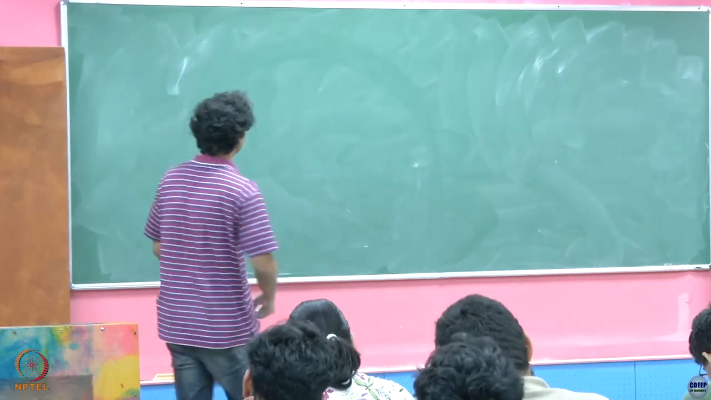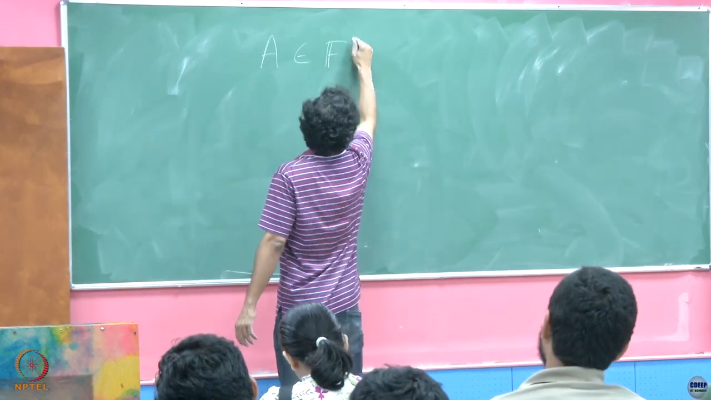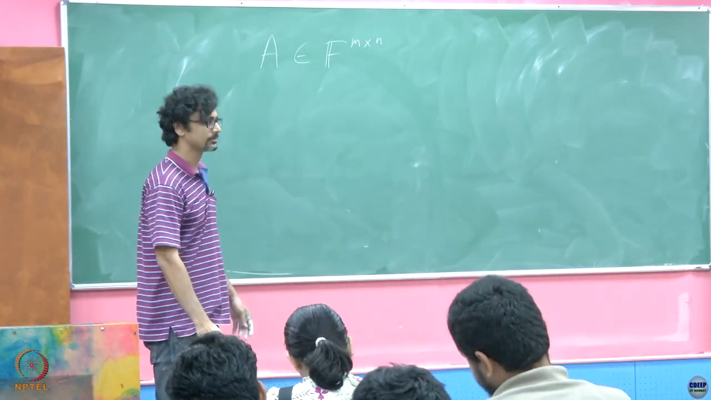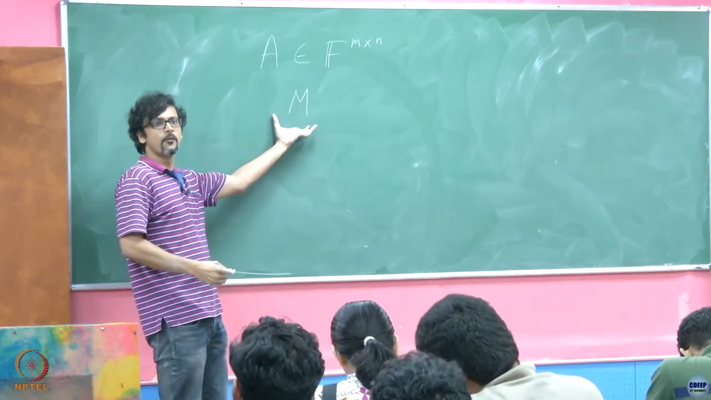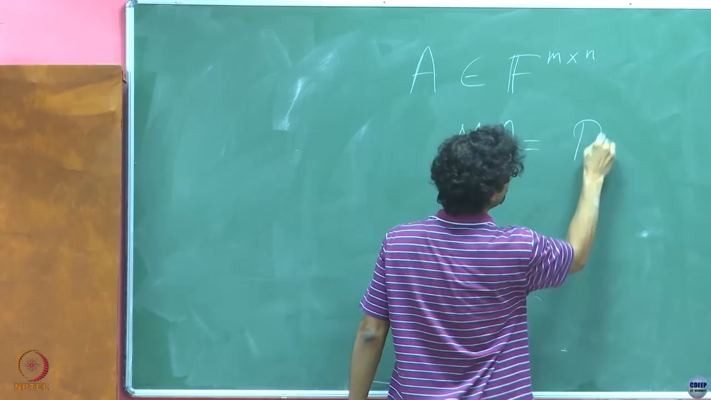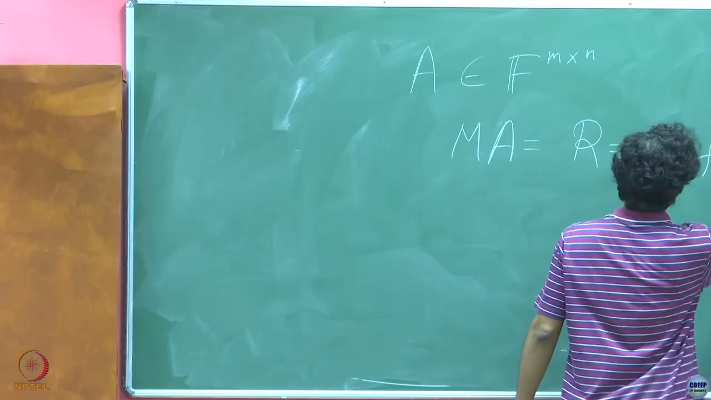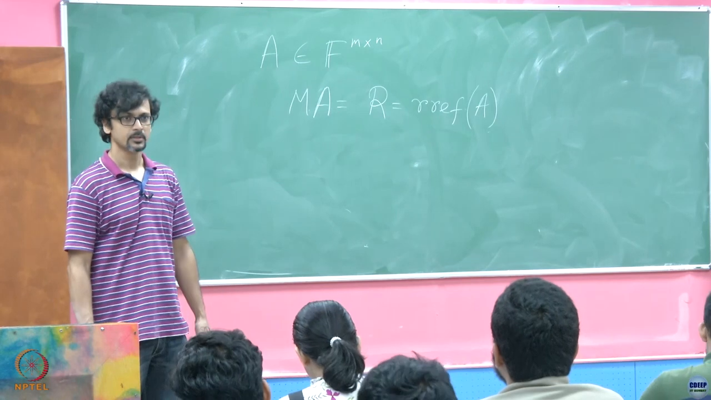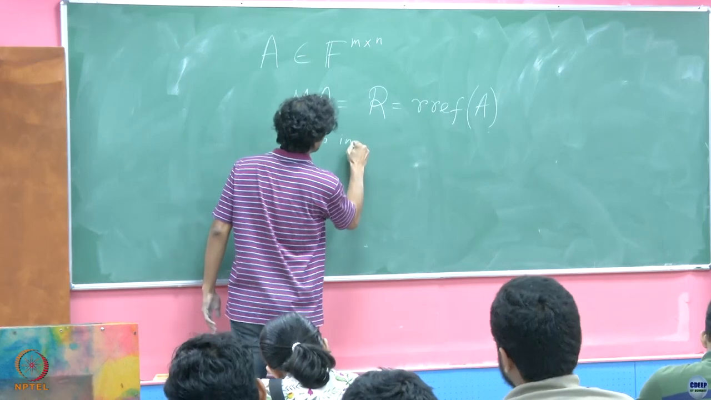So look at this matrix A, which is m cross n, suppose, and through a series of elementary row operations, which are all clubbed together into this one single matrix M, we get MA is equal to R, which is the row reduced echelon form of A. What do we know about M? It is invertible, it is non-singular, obviously.